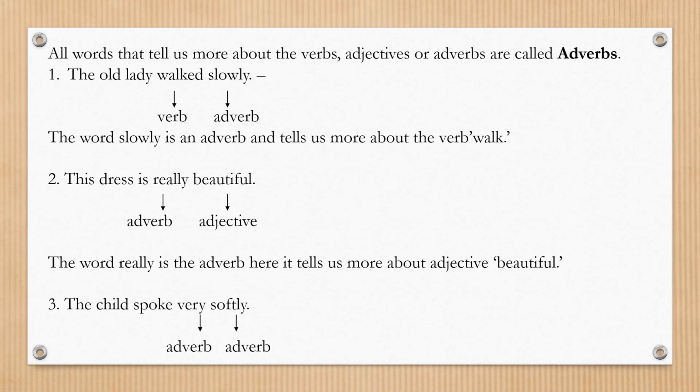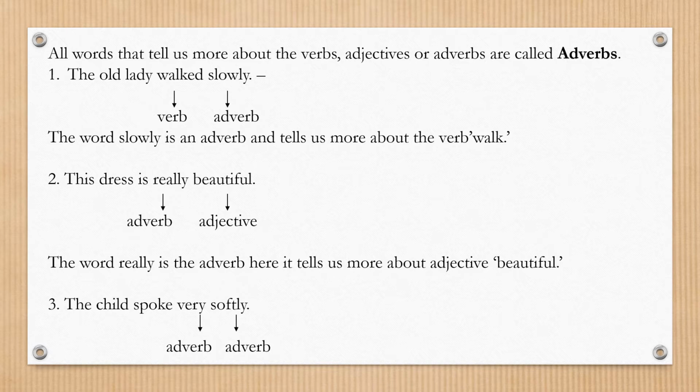See, all the words that tell us more about verbs, adjectives or adverbs are called adverbs. Now let us take an example. I'll tell you how an adverb tells us more about a verb, adjective and adverb. The old lady walked slowly. Here the verb is walked. How did she walk? She walked slowly. So here slowly is modifying the verb walked, or telling us more about the verb walked.